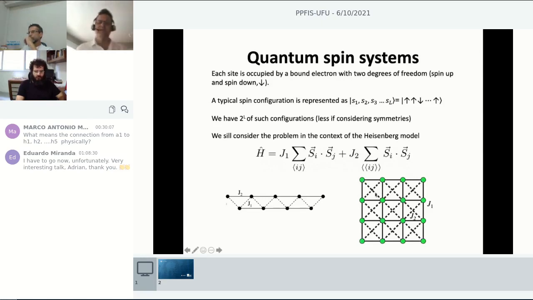This talk is mostly about methods. I'm not going to talk too much about physics. I started slowly, but it might become a little technical in a minute. So I'm not going to talk too much about the physics of this problem.